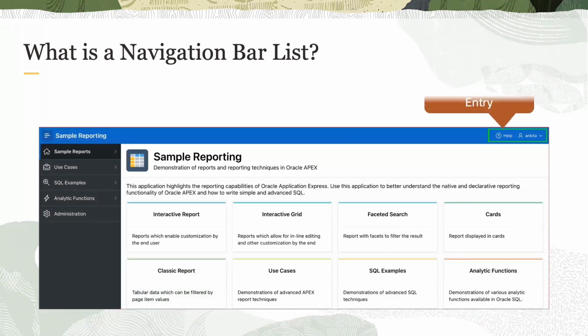Apart from the navigation menus, Apex also allows you to create a navigation bar list. Now, what is a navigation bar list? Navigation bar entries offer an easy way to move users between pages in an application. A navigation entry enables you to display a link in the form of an image or a text. For example, you might want to add navigation bar entries for accessing the help and feedback pages in your application.